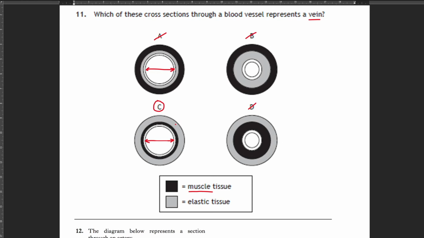So we've got our connective tissue there, we've got our smooth muscle there, and we've got our endothelium there. And we've got obviously the much wider central lumen in the middle of the vein there. So our answer is going to be C for that one.